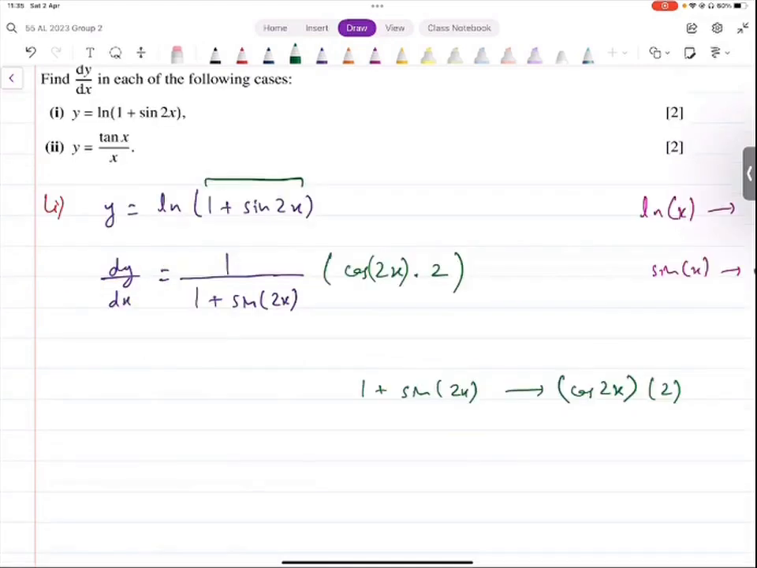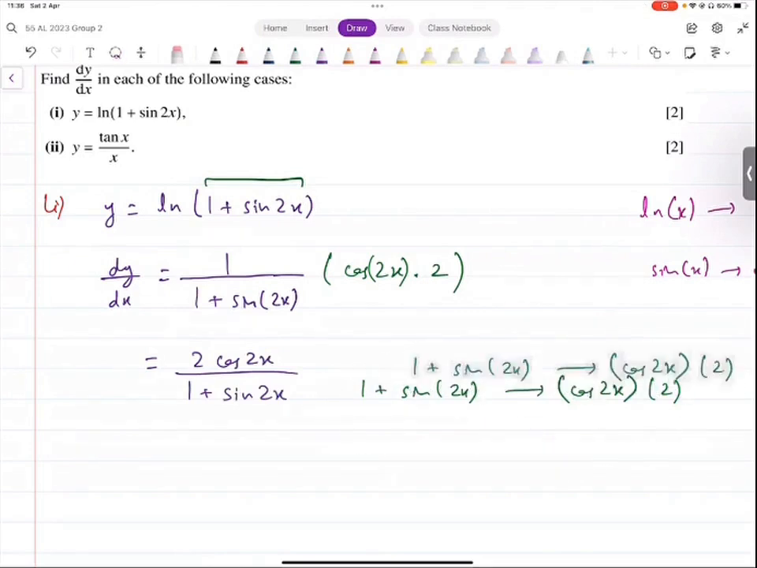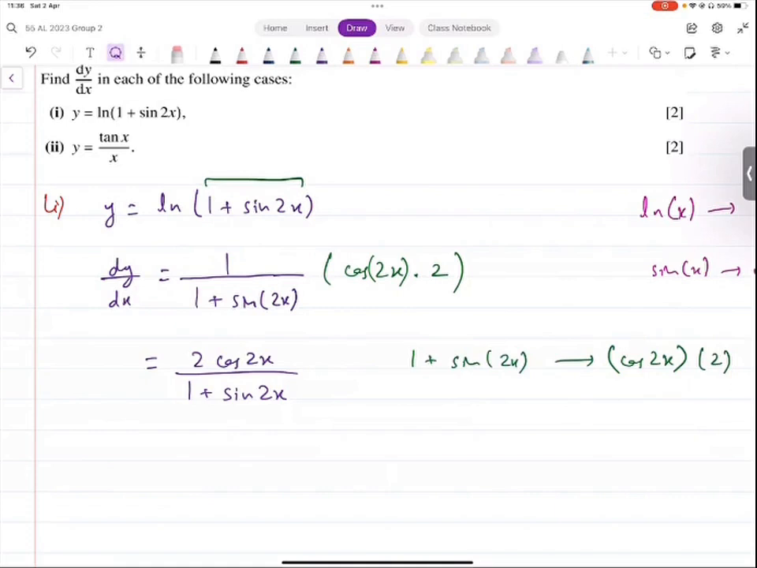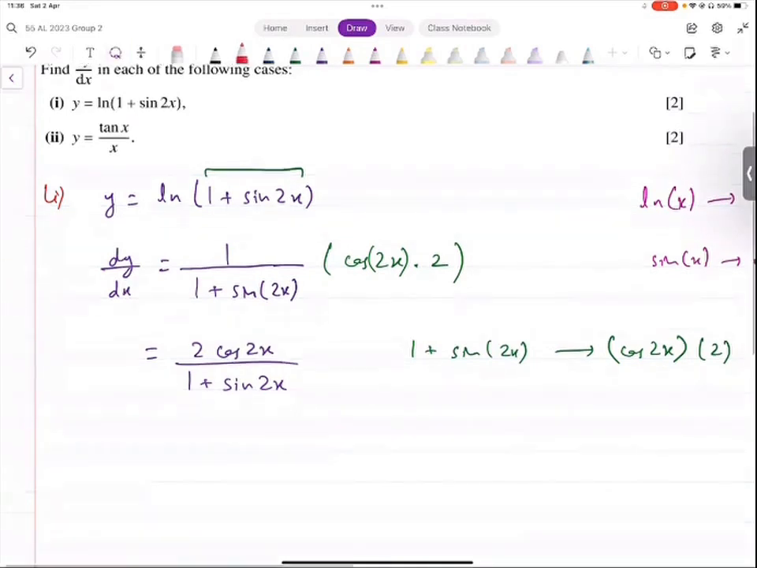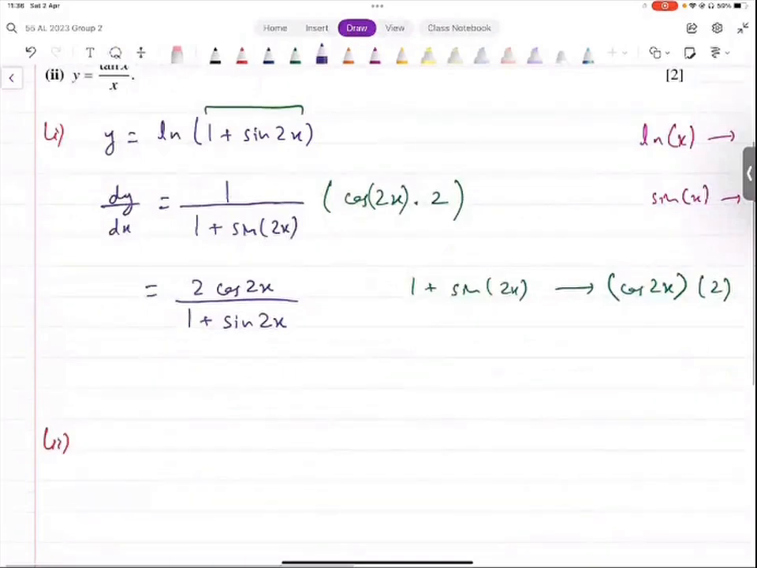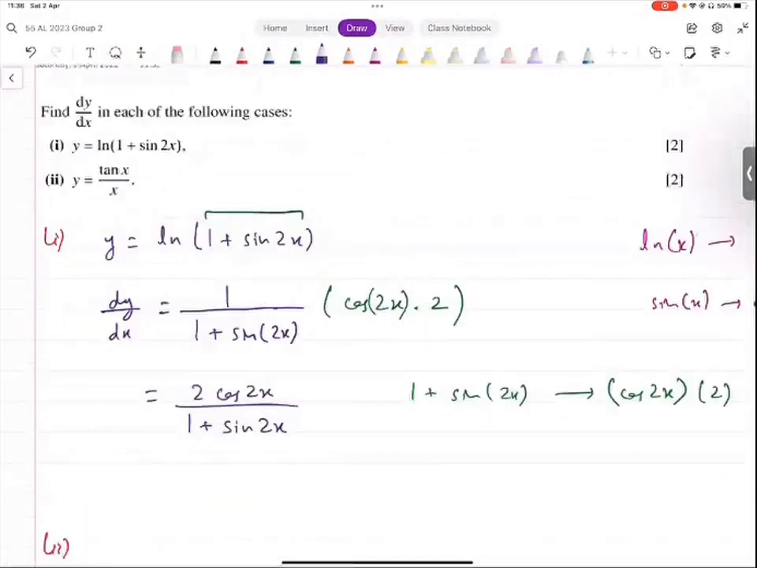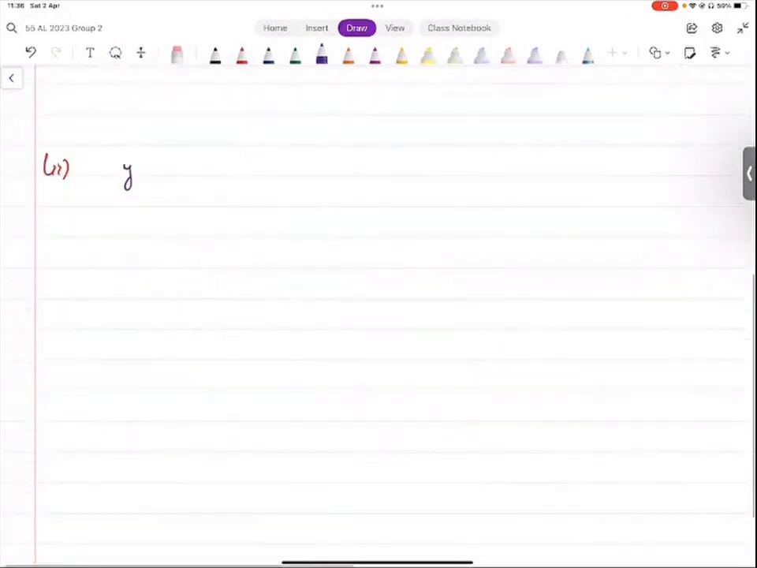With this, now we can simplify this if we want. It becomes 2 cos 2x divided by 1 plus sin 2x. Is that all right? So that's the derivative of this first part. Let's do the second part. Y equals tan x over x. So we've got y equals tan x over x. This is a fraction. We'll have to apply the quotient rule.